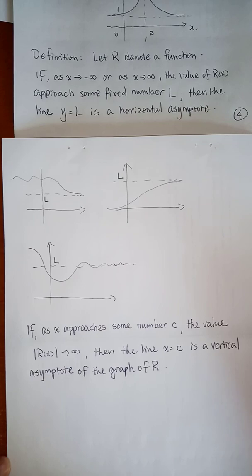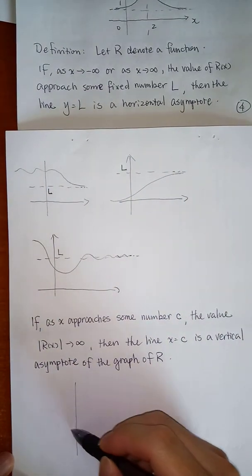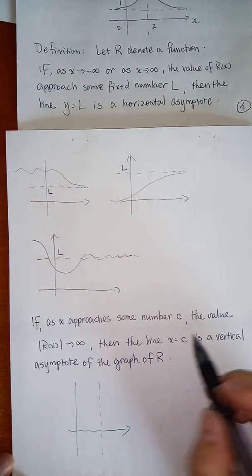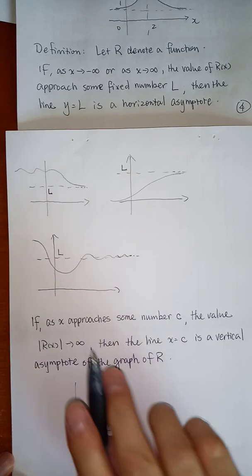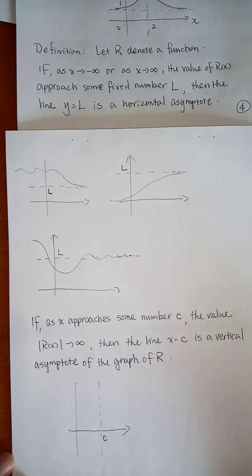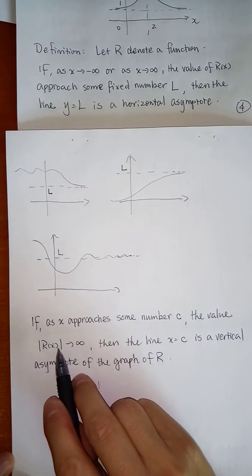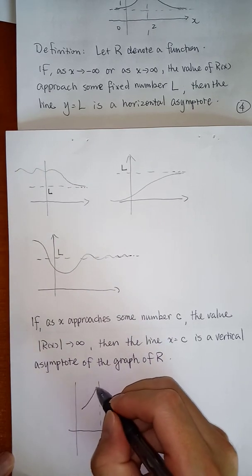Of R. Okay, so what does this mean? This means, you see here, when this x approaches point C, this is point C. X equal to C is a vertical line, y equal to L is a horizontal line. And the absolute value of R of x approaches infinity. It can be like this.